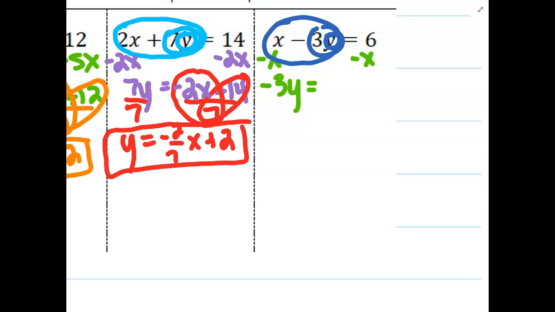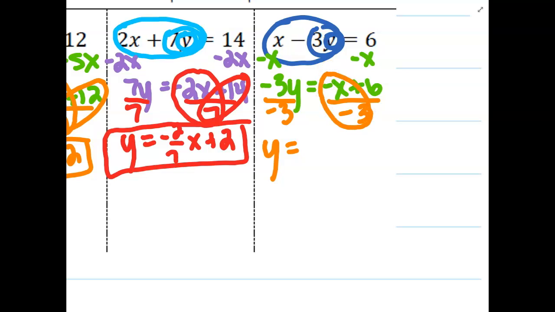Okay? Now, the x is a negative x. The 6 is a plus 6. Okay, now, to get rid of the negative 3, we're going to divide everything, divide both sides by negative 3, so we get y equals. Now, this is where it can get a little tricky. On the right-hand side, when you take negative x over negative 3, first of all, a negative over a negative is what kind of answer? A positive.